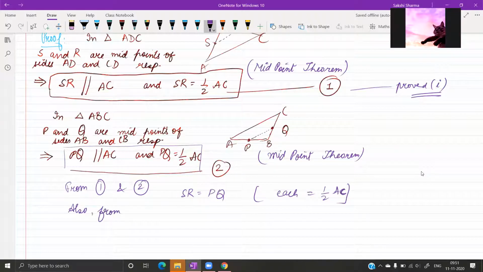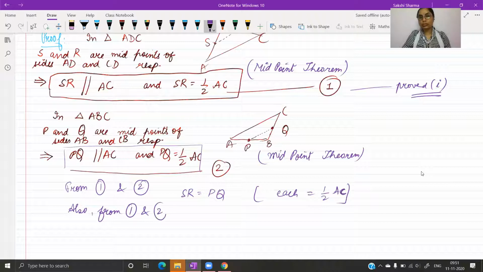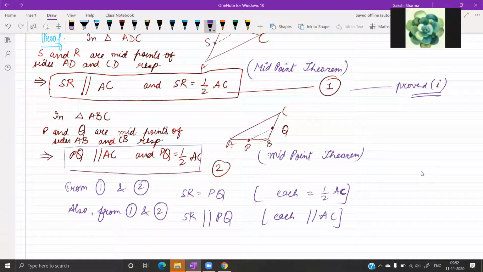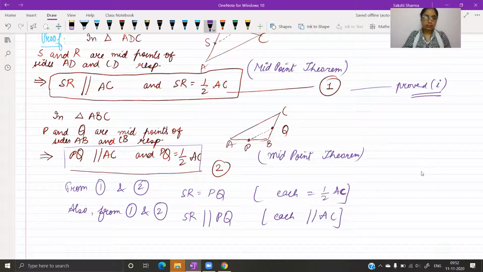No, ma'am. There is one more conclusion that can be written with the help of result number 1 and result number 2. SR is parallel to PQ. Is that correct? Yes, ma'am. Because each of these is parallel to AC. Yes, it's the transitive property. Both of the lines are parallel to the same line. Therefore, they will be parallel to each other.